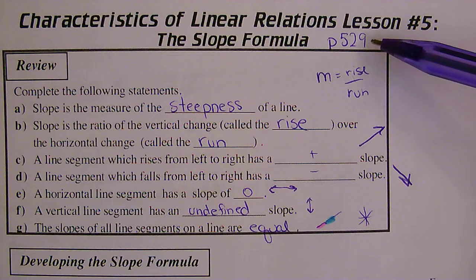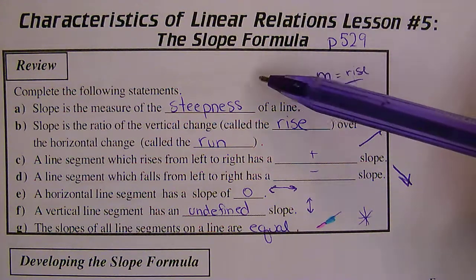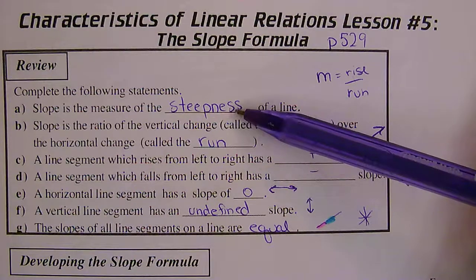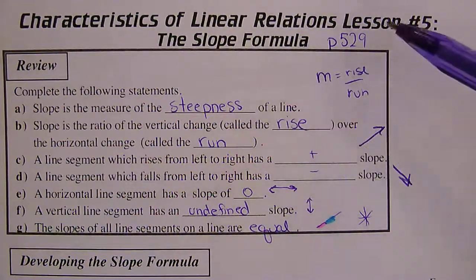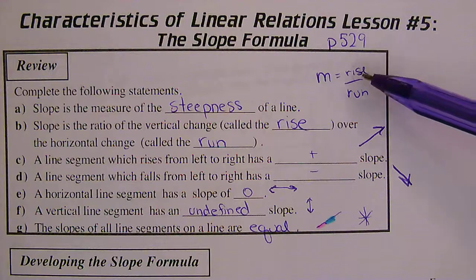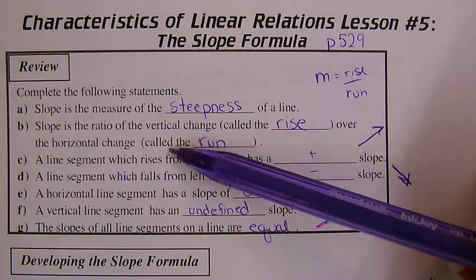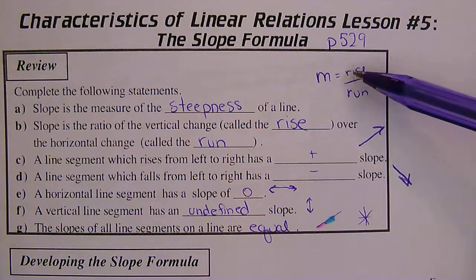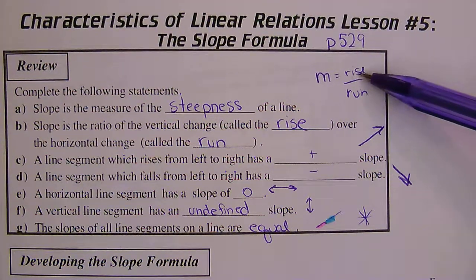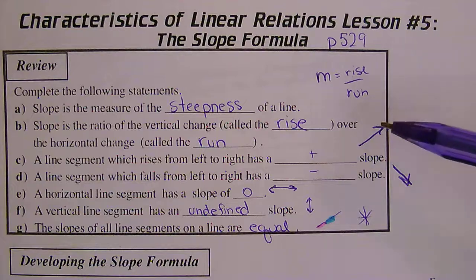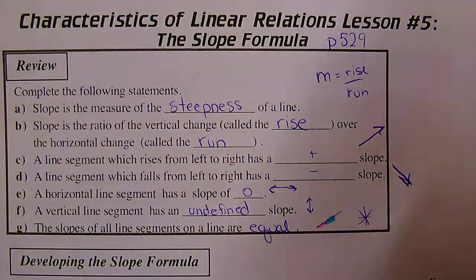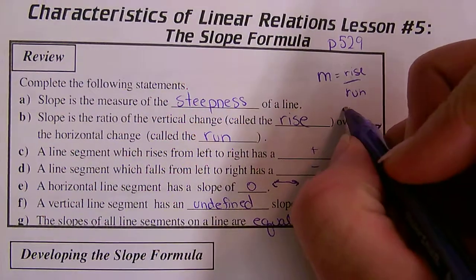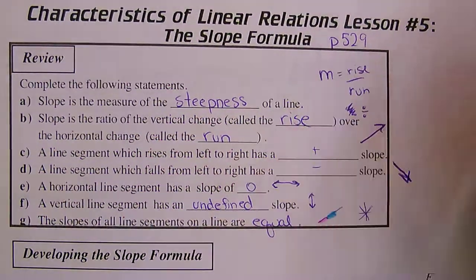I figured we would just start off with a review from page 529. So we filled this all out. We talked about how slope is a measure of the steepness of the line, so that's just the plain old definition. We also looked at the formula, which is described in words in part B. So it's the ratio, which means they're related to each other, of the vertical change, rise, over the horizontal change, run. And when I say over, that means divide.